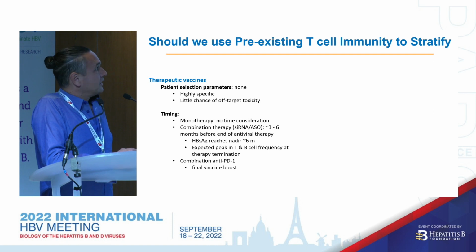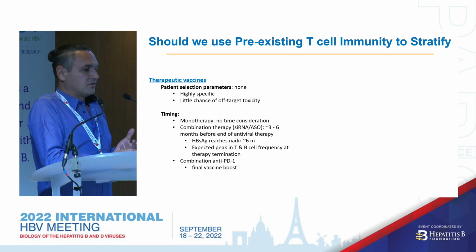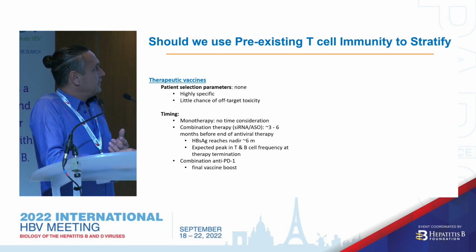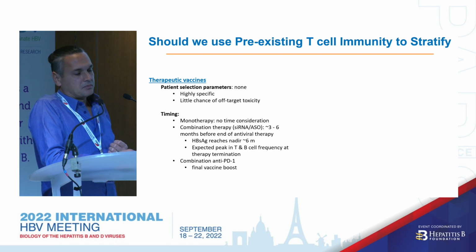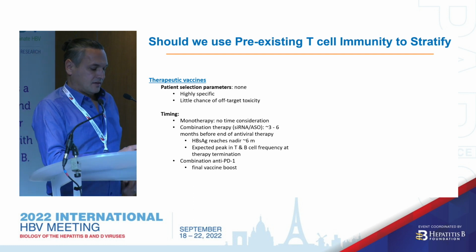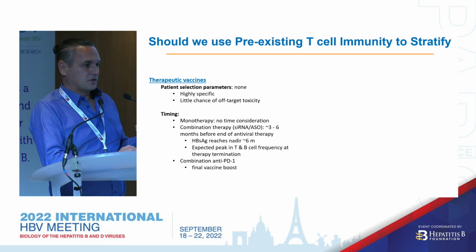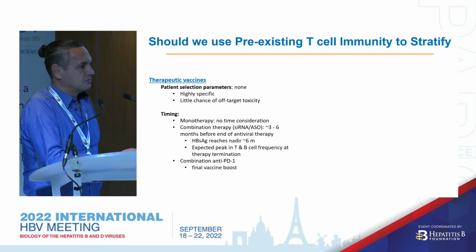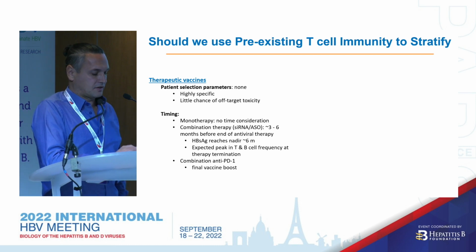And I think really starting the vaccination 3 months or so before the end of the siRNA, so you try and time the peak in the T and B cell frequency at therapy termination with the siRNAs, is going to be important. And I think data is coming up now, particularly for checkpoint inhibitors like PD-1, that probably at the final vaccine boost, and this is coming out of some of the Vaxxinity data and also some mouse data, instead of doing PD-1 repeatedly, probably at the boost is likely to be the most effective.